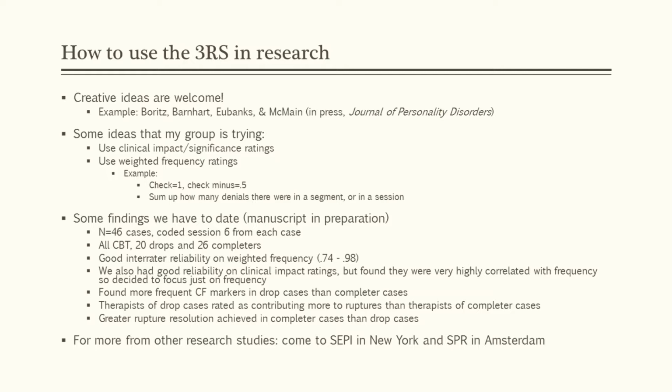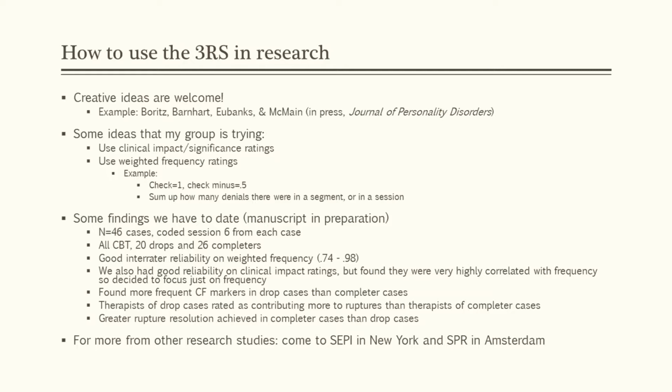Or you could use the frequency ratings. What we've done is a weighted frequency where for each 5-minute segment, everything that's a check counts. So let's say in that 5 minutes, there was denial and there was complaint about the therapist. If they got checks for both of those, you could say that was 1 for withdrawal and 1 for confrontation. If there was a check minus, then we would give that half a point. So the checks get more weight.